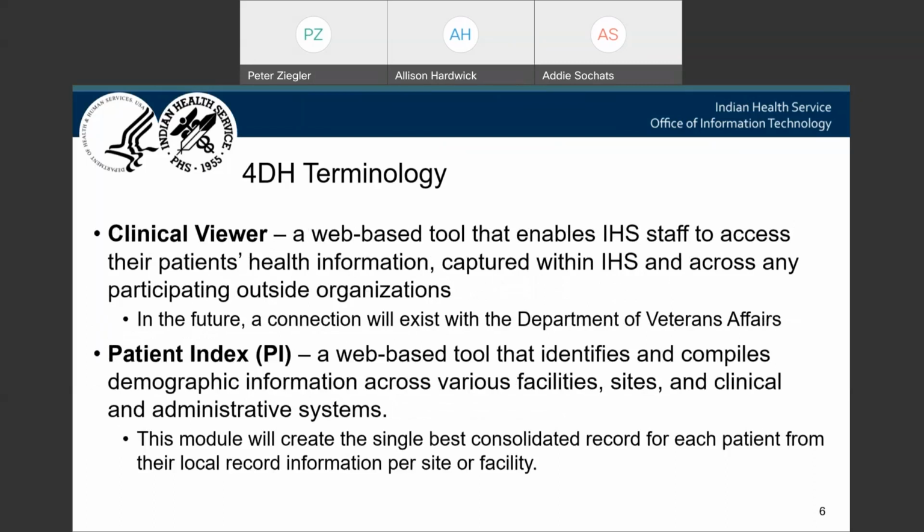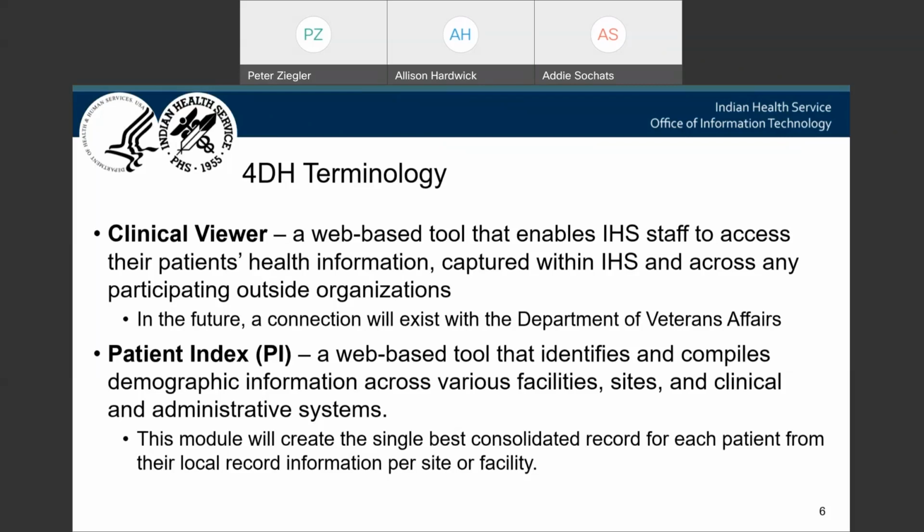The clinical viewer is a web-based tool that enables IHS staff to access their patients' health information that is captured within IHS and across any participating outside organizations. In the future, a connection will exist with the Department of Veterans Affairs.